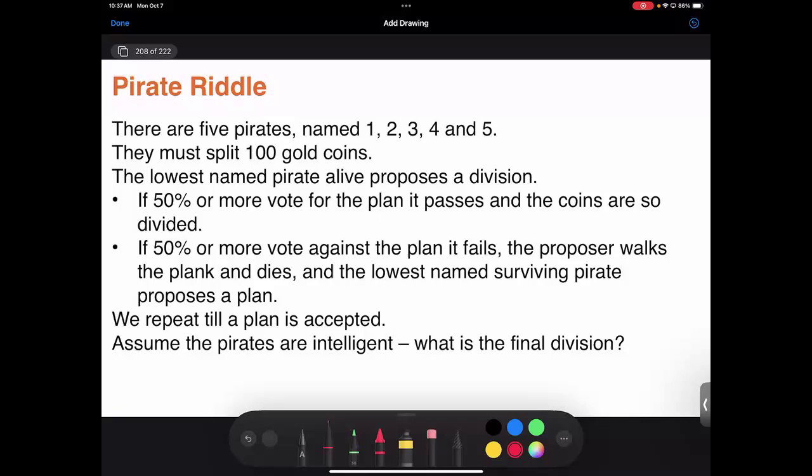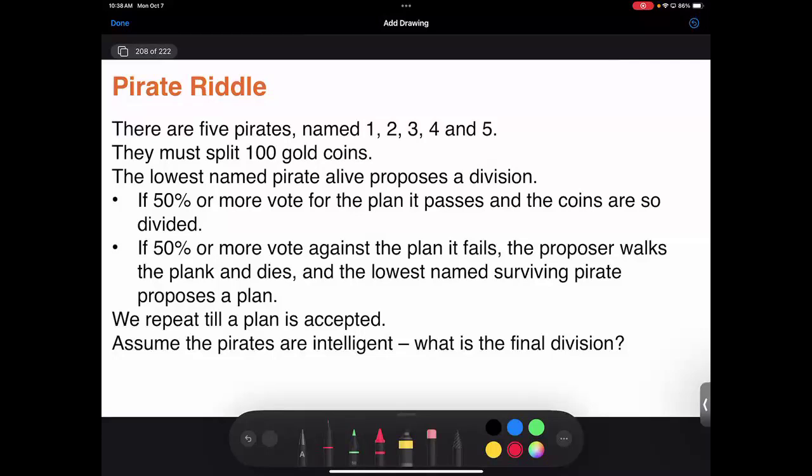In the version I'm giving you, 50% counts. If 50% or more vote for it, the plan passes and the coins are so divided. If 50% or more vote against, the plan fails. The proposer walks the plank and dies, and the lowest named surviving pirate proposes a plan. We repeat until a plan is accepted. We will assume that the pirates are intelligent. What is the final division? They can all talk to each other before someone officially proposes a plan.